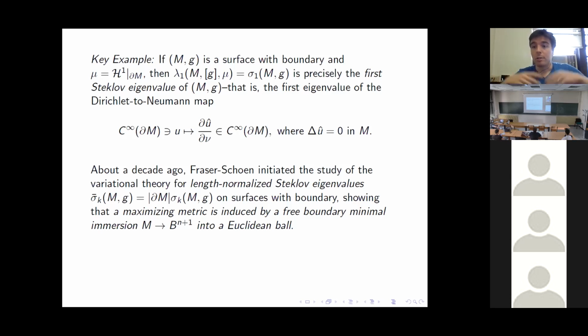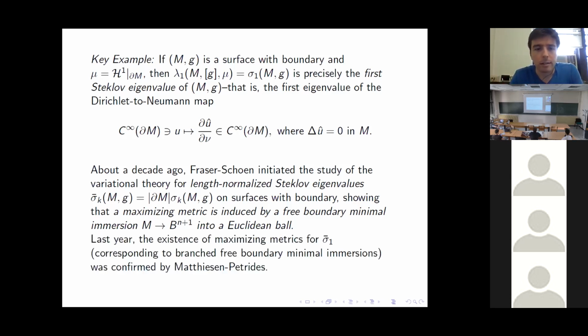So it's an interesting analogy with the maximization problem for the Laplacian spectrum on closed surfaces, where we get minimal immersions into spheres in the maximizing case. And in fact, just last year, the existence of maximizing metrics for these sigma 1, corresponding to some branched free boundary minimal immersions, was finally confirmed by Matthiesen and Petrides. Okay. There's an interesting analogous story on surfaces with boundary that fits into this eigenvalues and measures framework.